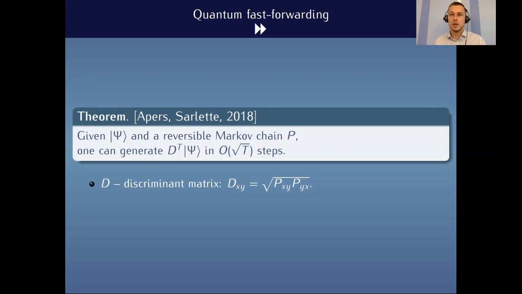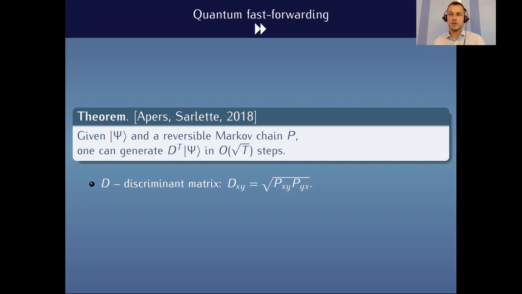Now the other tool we apply is a recent algorithm by Simon Apers and Alain Sarlette called quantum fast forwarding. The quantum fast forwarding algorithm allows us to apply t steps of a classical Markov chain quantumly in order square root of t steps, in a certain sense. And the certain sense is that you generate a state that would be obtained by applying t times the discriminant matrix of the reversible Markov chain to the starting state.